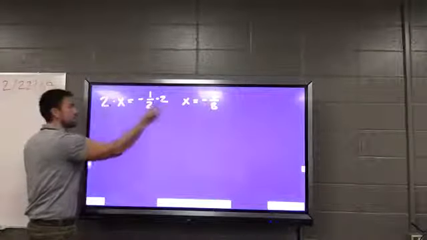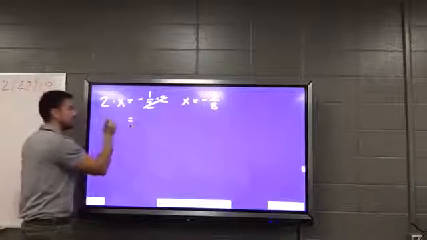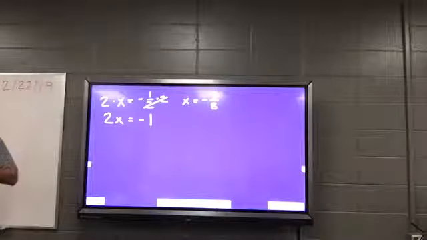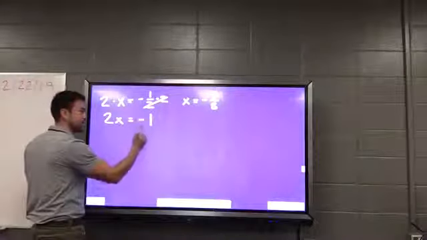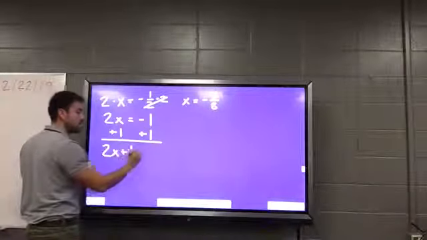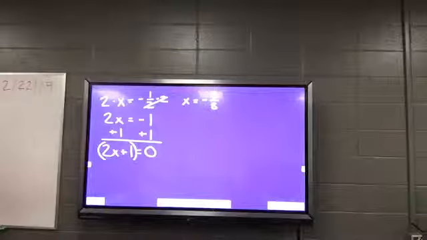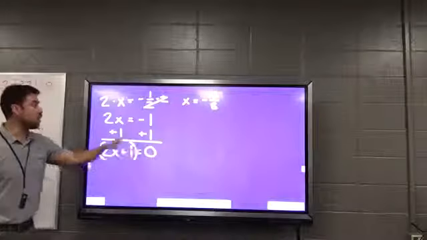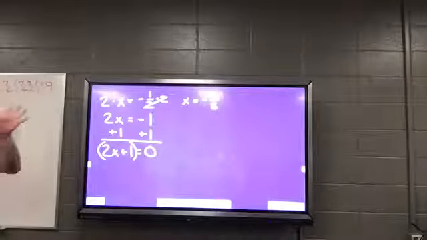Why would I multiply both sides by 2? Because it gets rid of the denominator, and I end up with 2x equals negative 1. But I still want what on one side? 0. So how do I get that? Add 1 to both sides, and you're left with 2x plus 1 equals 0. For the next one, we're trying to get the right side to be 0, and you don't want any more fractions. Like in the first step, you want to get rid of the fraction.